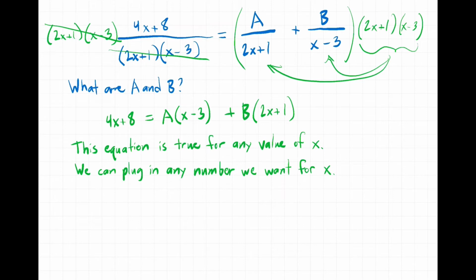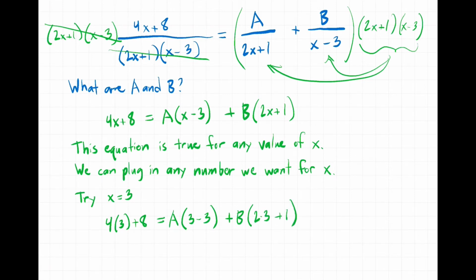So in particular, let's make a very clever choice of what number to plug in for x. I notice here that I have x minus 3 showing up in part of this equation. What if I could make that part go to 0? Let's try x equals 3. If I do that, the left-hand side will be 4 times 3 plus 8, and that equals a times 3 minus 3 plus b times 2 times 3 plus 1.